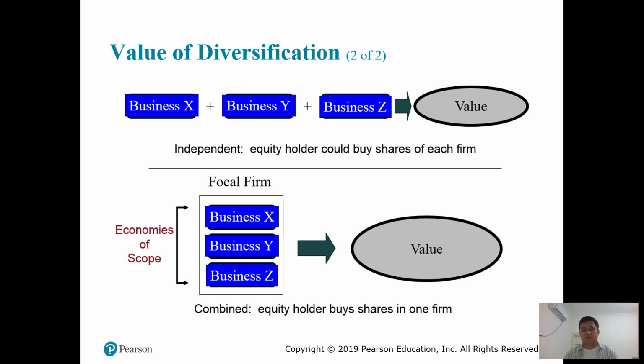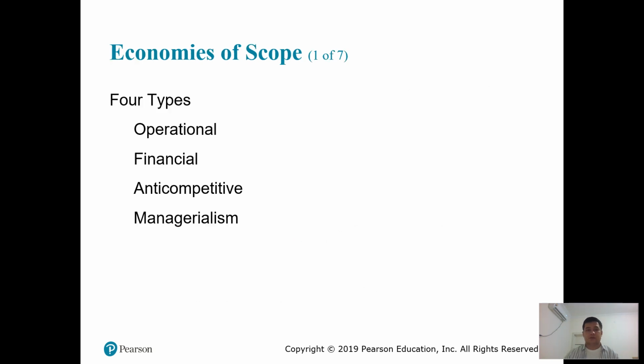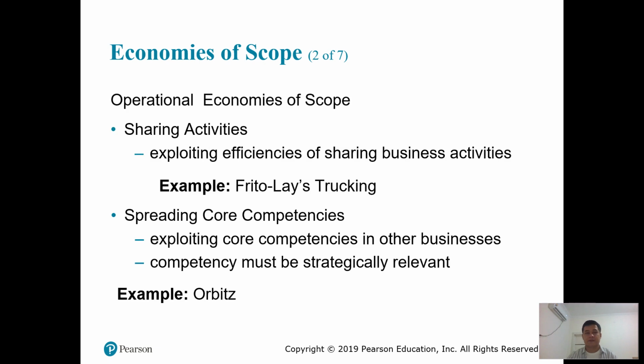Economics of scope, focal firm, businesses X, Y, Z, goes and creates value. Combined, stockholders buy shares in one firm. You guys understanding, right? Okay. So there are four types of economies of scope: operational, financial, anti-competitive, and managerialism.